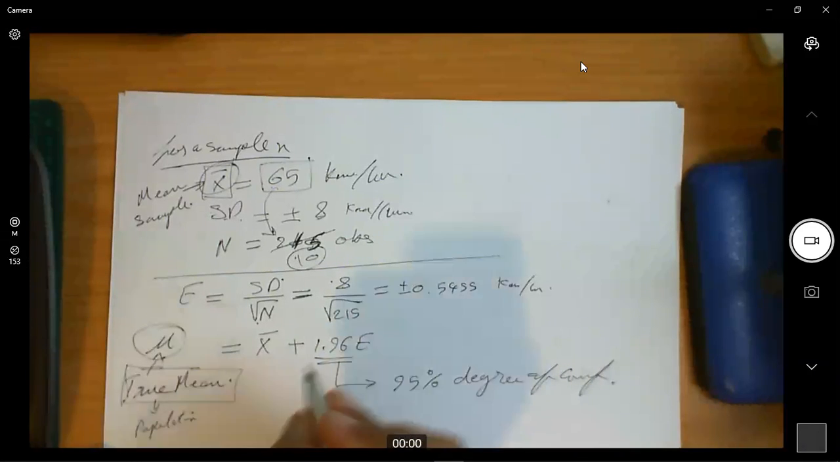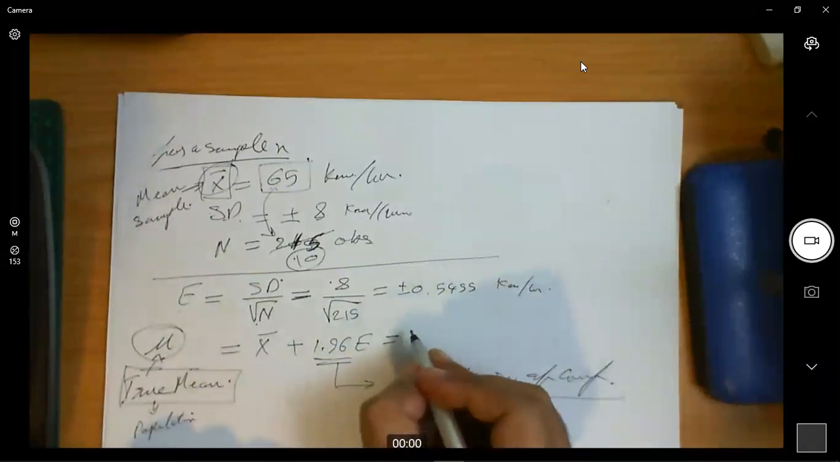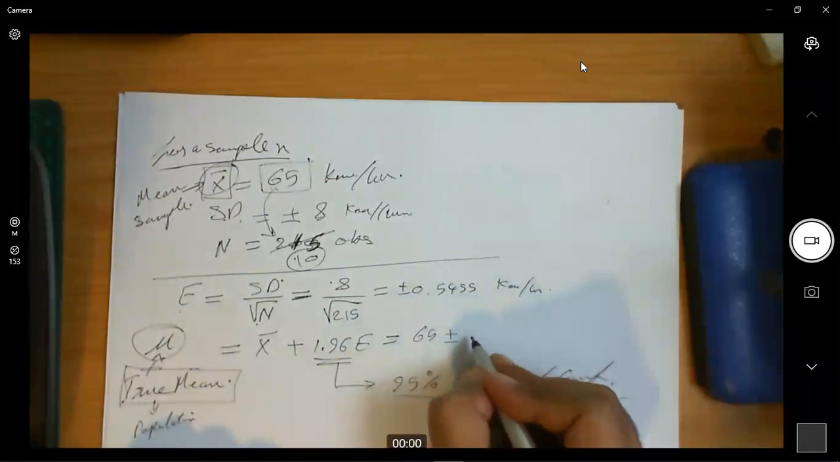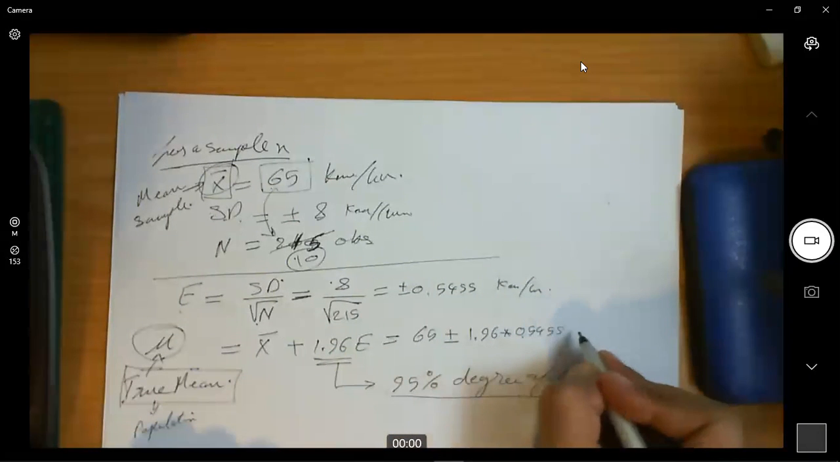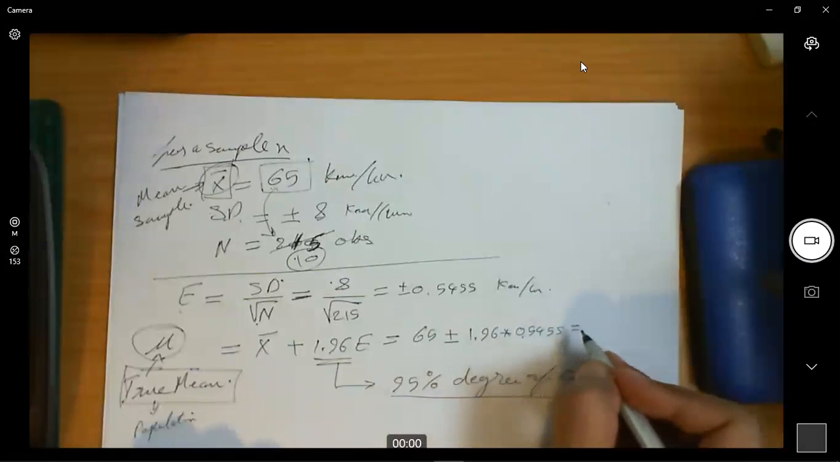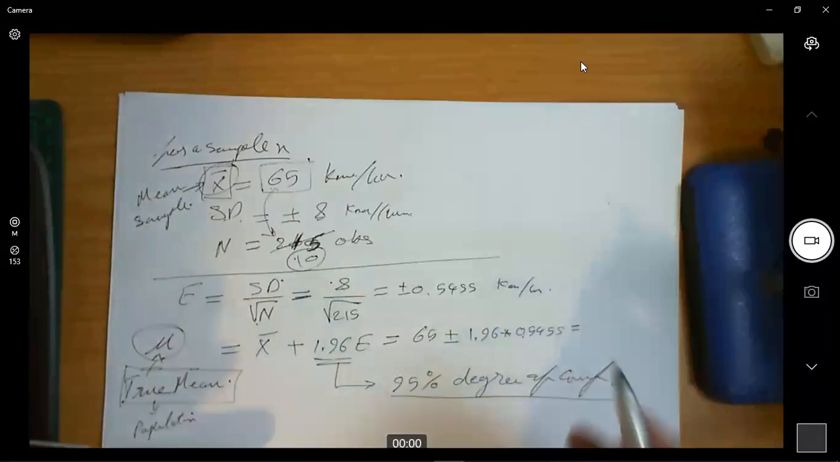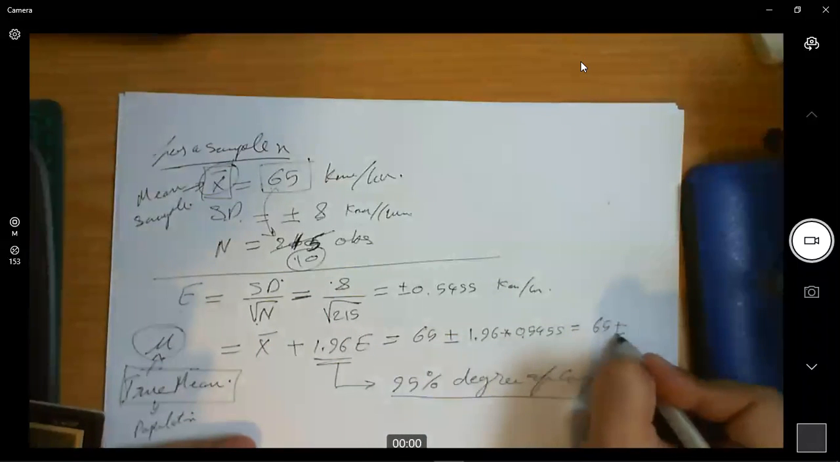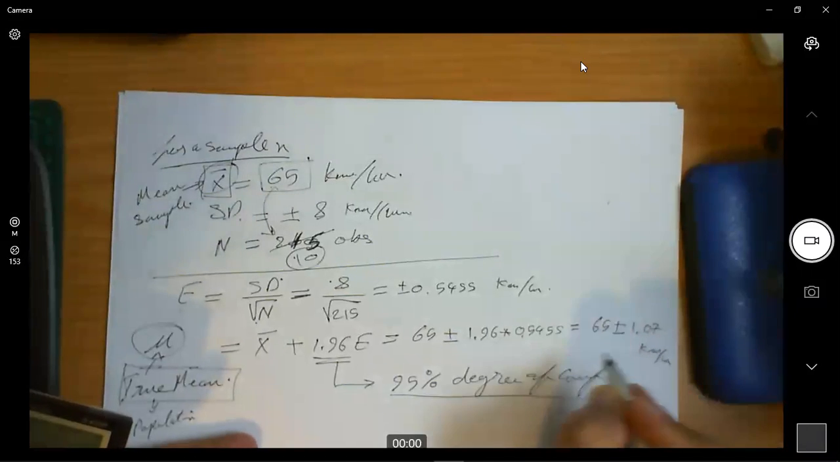So here the mu at this degree of confidence becomes 65 plus or minus 1.96 times 0.5455. So this is 65 plus or minus 1.07 kilometers per hour. What does this mean?